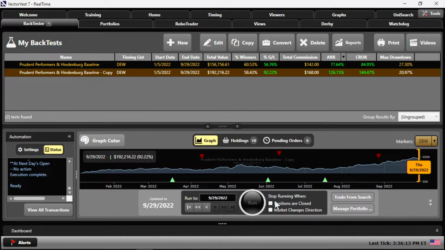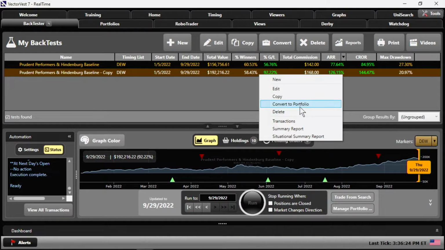So you start back with that prudent folder, confirm calls, and work your way up from there. That's how you do it. That's how you put systems together. Then what you do from there, once you're happy with your result, is you convert that to a portfolio.